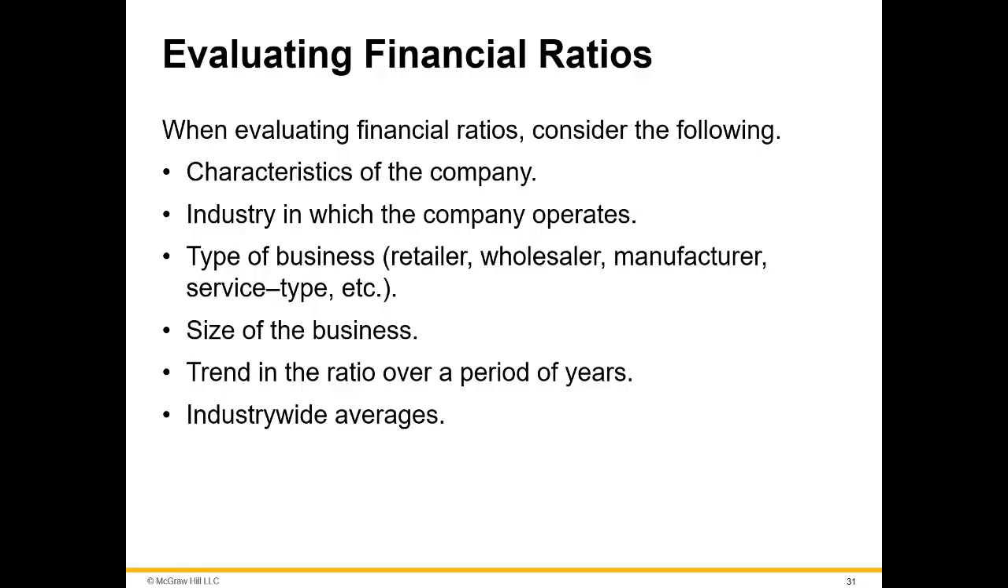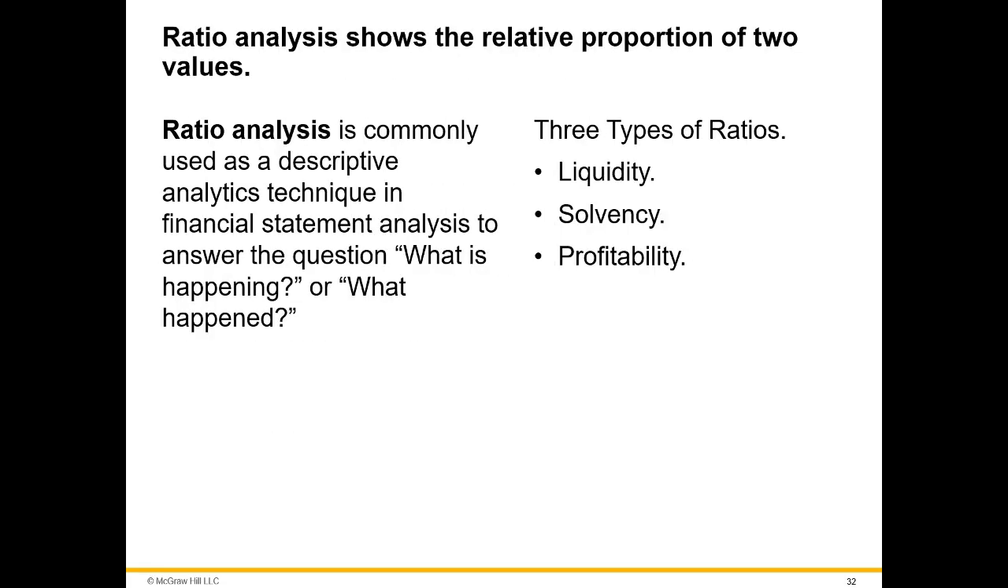Whenever we're evaluating financial ratios, we want to think about the characteristics of the company, the industry where they operate, the type of business they are. They're going to have a different profile: the size of the business, trends, and industry-wide averages. And certainly when we look at ratios, we want to look at liquidity, solvency, and profitability. That's usually how these ratios are broken down to answer these questions.